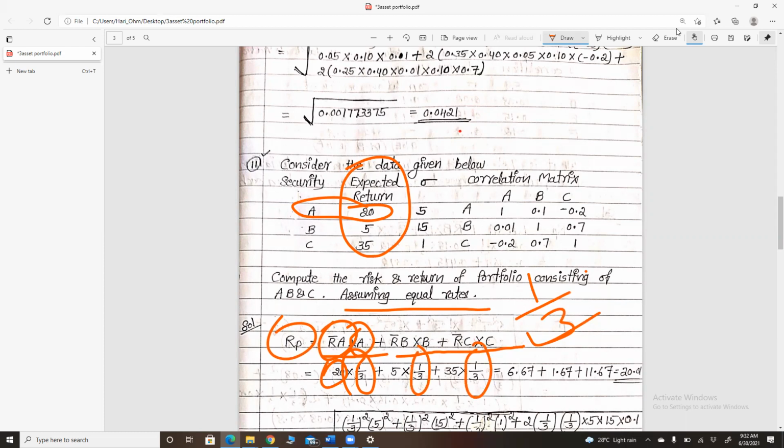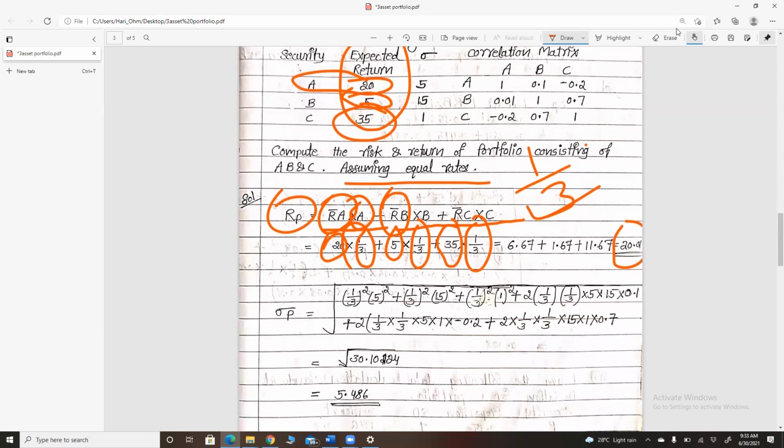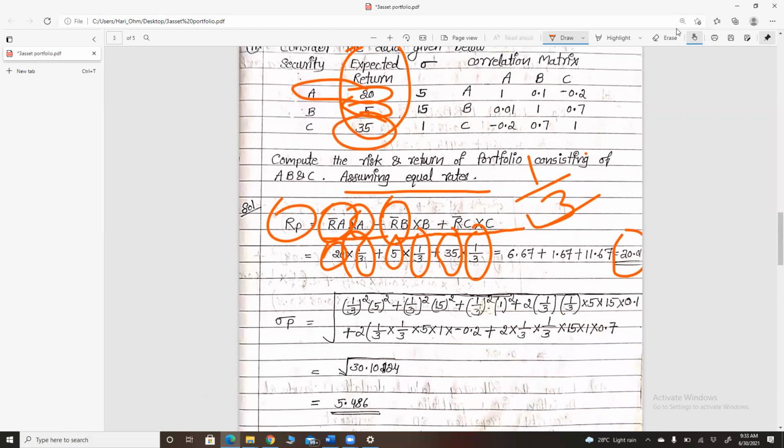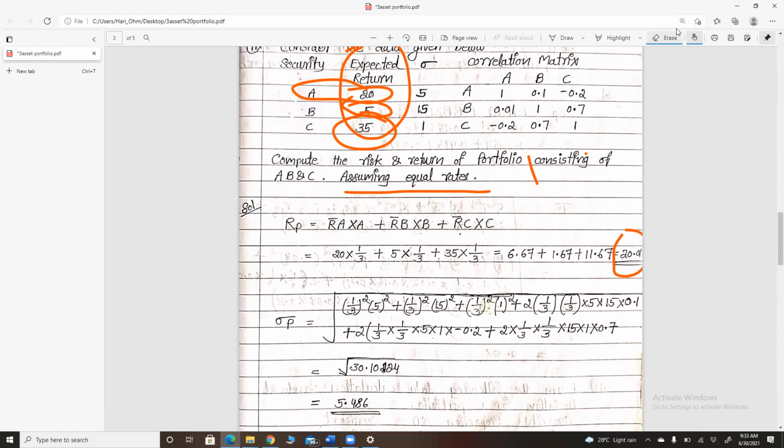Next, expected return of B, that is R bar B, is nothing but 5. Then R bar C is nothing but 35. Hope you are clear. So the answer is 20.01%. Okay. This is about portfolio return, that is RP. Clear. Next, you need to calculate portfolio risk.